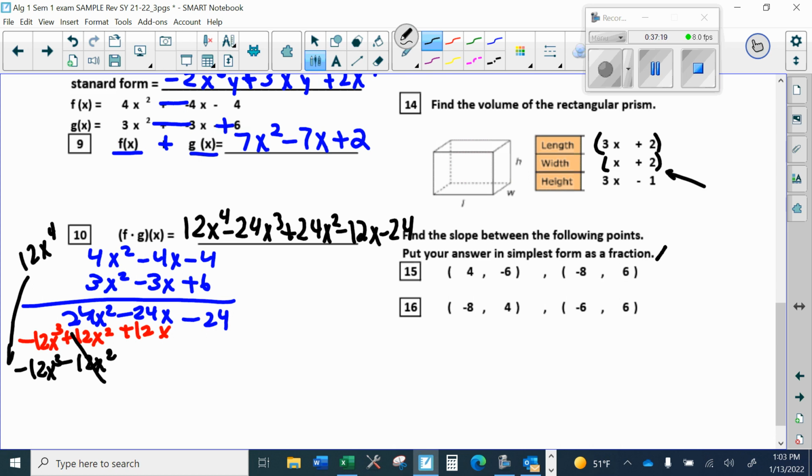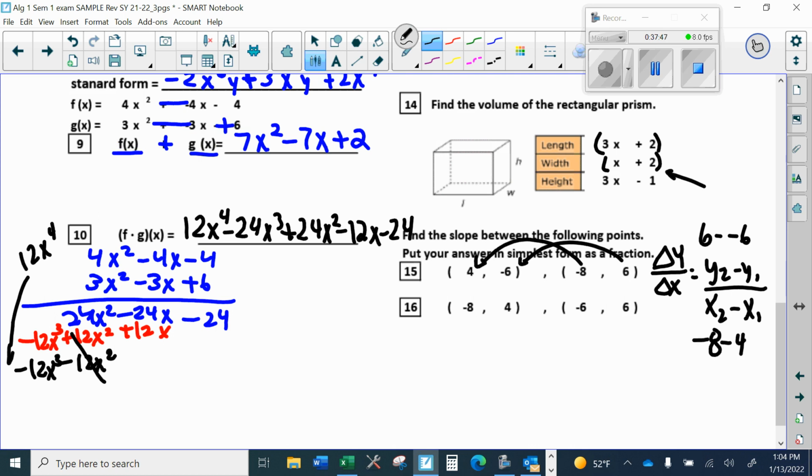15, slope. Remember, slope is changing y over changing x. The long way of writing that is y sub 2 minus y sub 1, oops, y sub 2, not y squared, y sub 2 minus y sub 1 all over x sub 2 minus x sub 1. Doesn't matter which order I go, I like to make the numerator positive. So 6 minus a negative 6 will make it a positive 12, and negative 8 minus 4. So that equals 12, because that becomes plus, over negative 12, which equals negative 1.